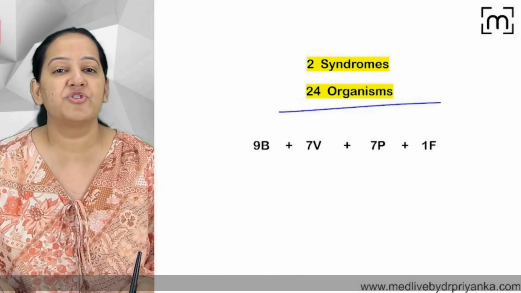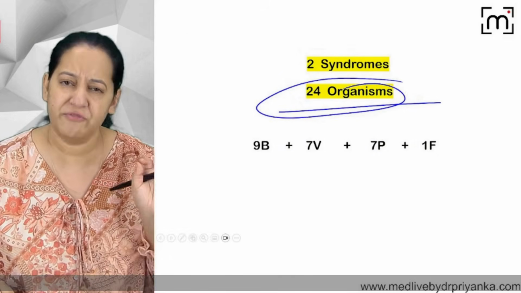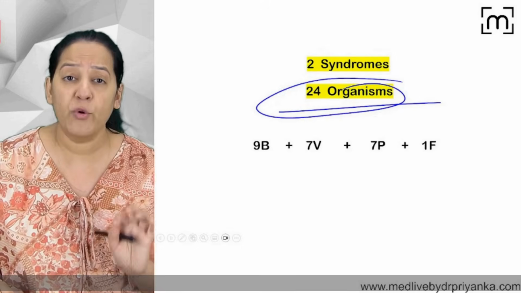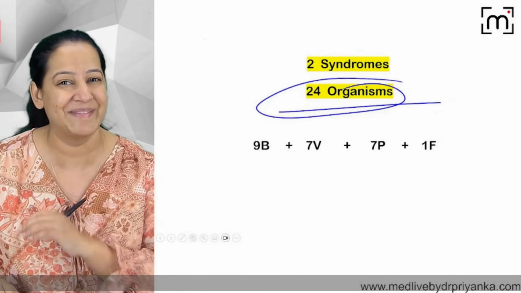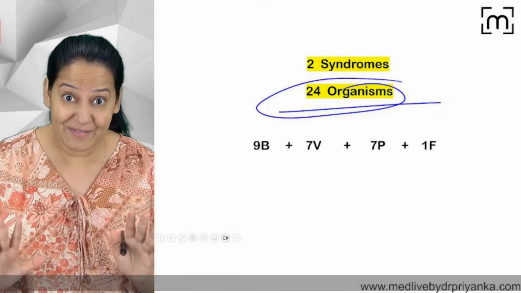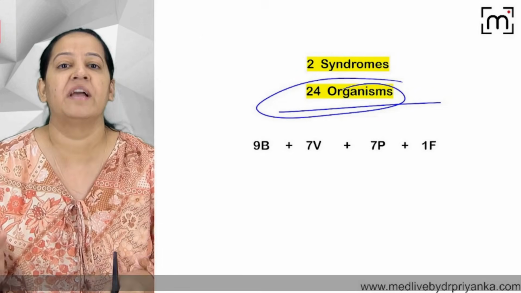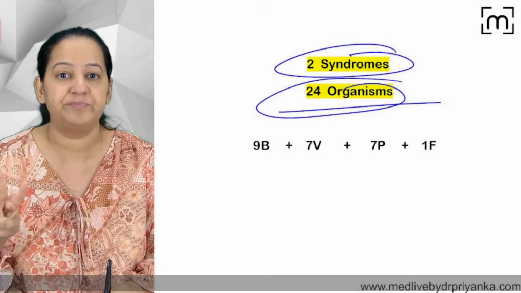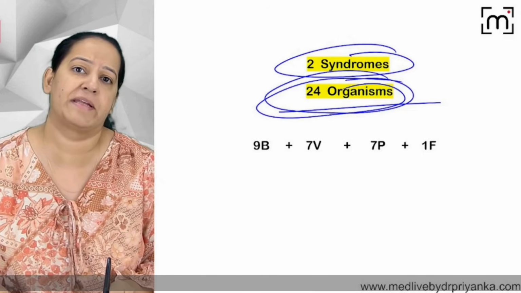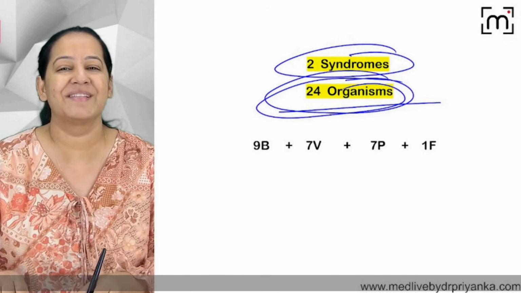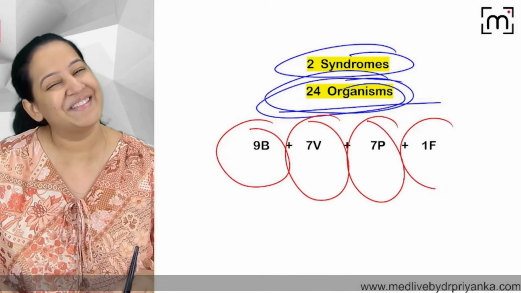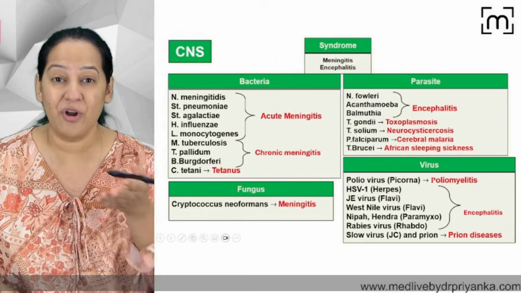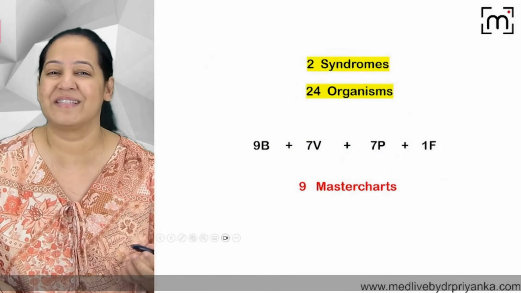But differential diagnosis should include all 24 organisms. So first and foremost, before I start the detailing of the 24 organisms, you must know their names. Yes or no? In central nervous system infections, in microbiology, we have 2 syndromes and 24 organisms. Among the 24 organisms, 9 are bacteria, 7 are viruses, 7 are parasites and 1 is fungus. So first of all, we will learn their names and then we will see the detail.